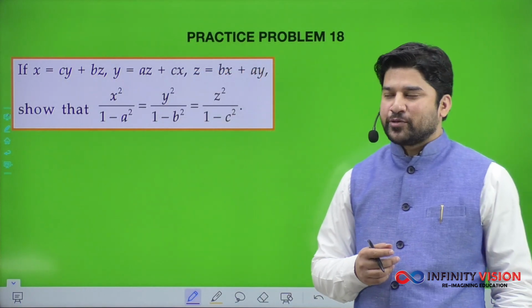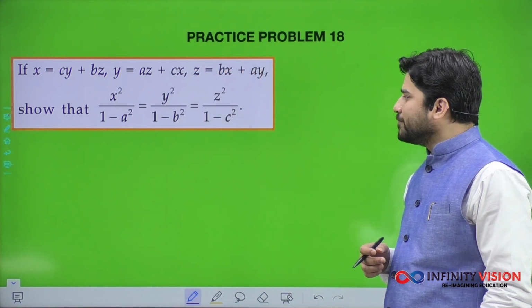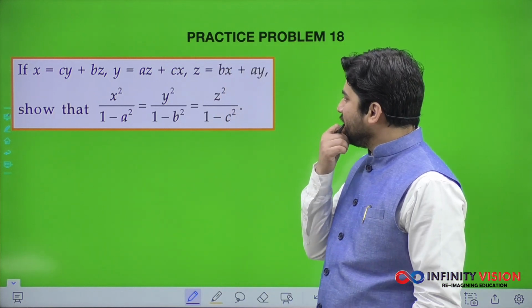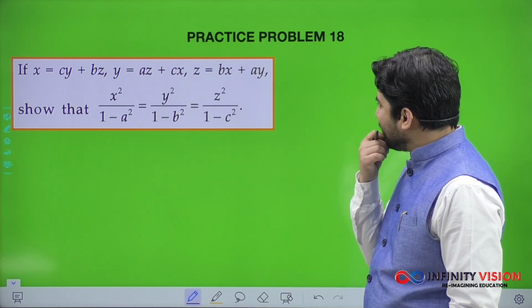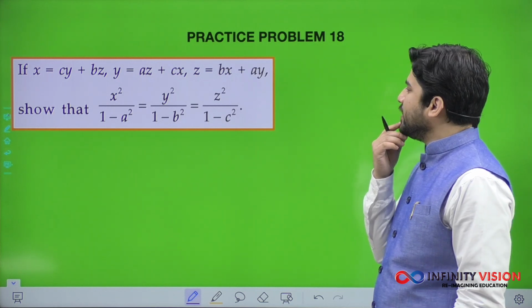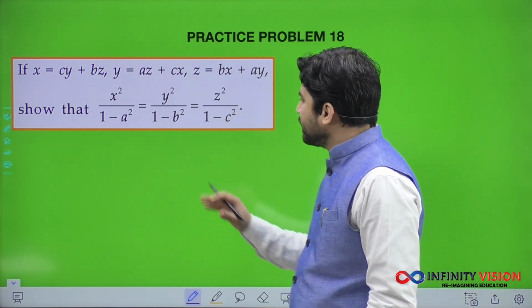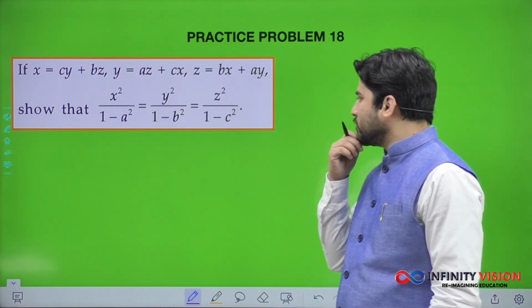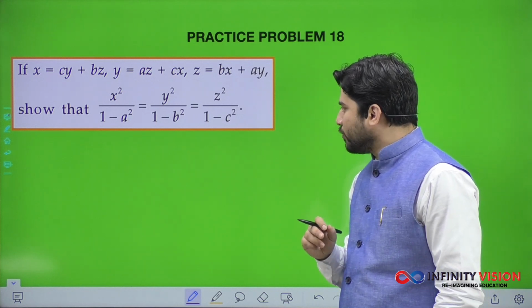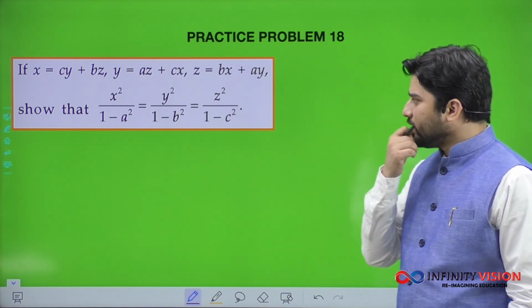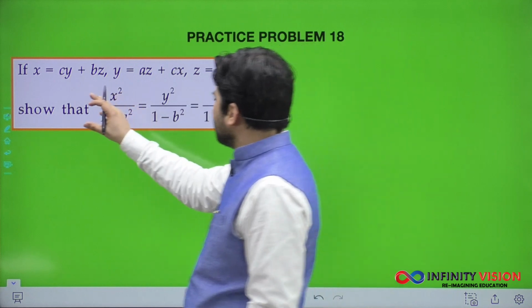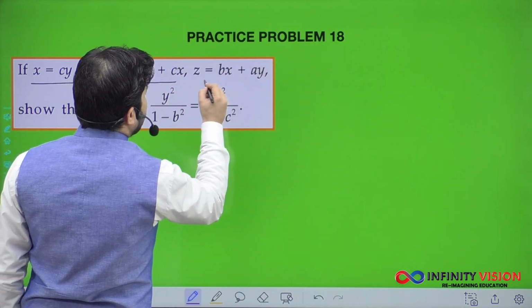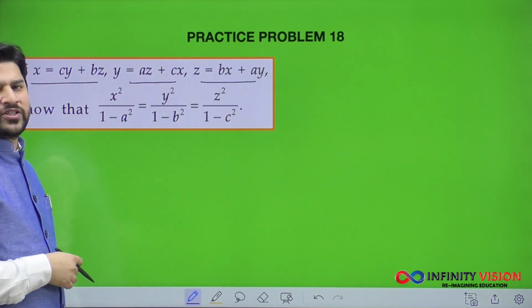Let's look at our next problem, that is practice problem 18. The question reads, if x equals cy plus bz, y equals az plus cx, and z equals bx plus ay, you have to show that x square upon 1 minus a square equals y square upon 1 minus b square equals z square upon 1 minus c square. Now if you notice, again the question is somehow the same. You have three variables and all the three equations are linear equations.